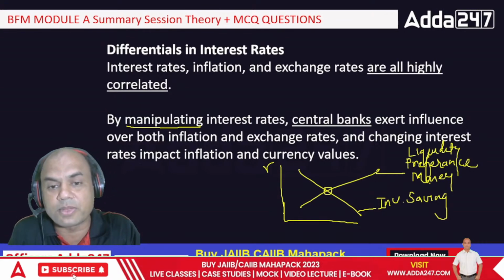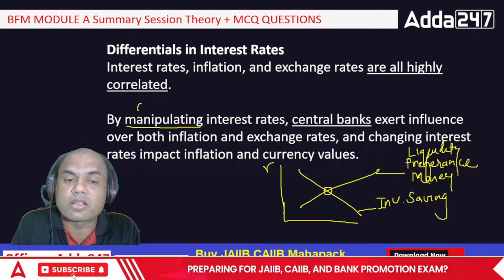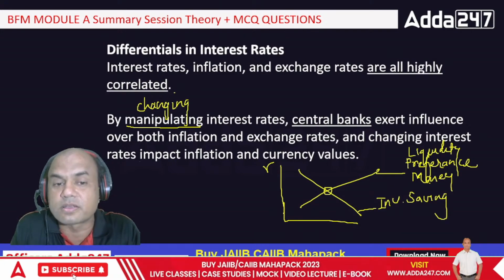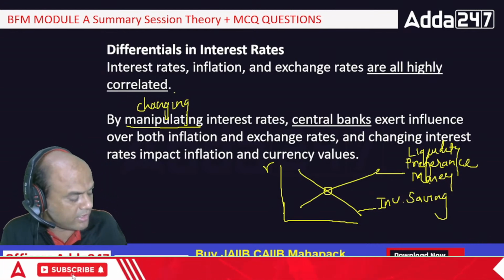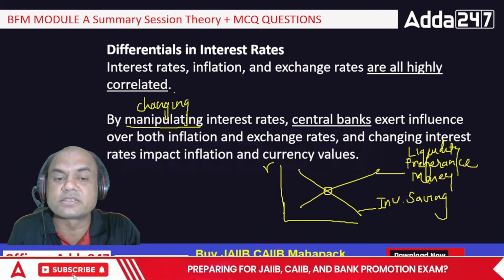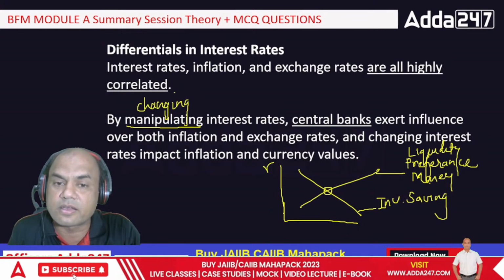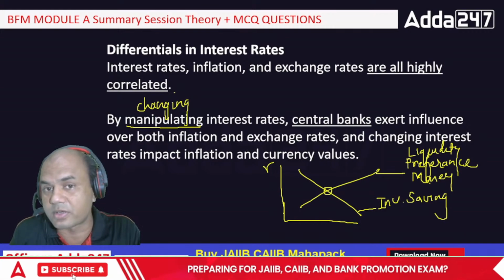Okay, so by manipulating the interest rates, manipulating means changing. This word is not correct actually, it should be changing. Manipulation means doing it forcefully, some wrong thing, that is called manipulation. So, by changing the interest rates, the central banks exert influence over the inflation and exchange rate. So, if the interest rates are higher, as I told you earlier, inflation becomes lesser, currency becomes stronger, isn't it?